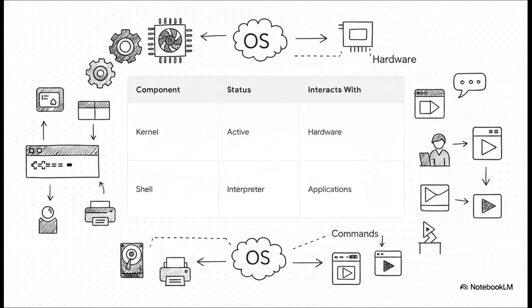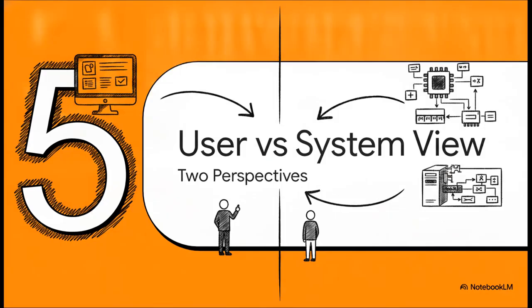Above the kernel sits the shell. The shell acts as the front desk command interpreter. It listens to the applications and translates your commands into a language the kernel actually understands. Basically, the shell takes your order at the counter, but the kernel actually goes down into the hardware to cook the meal. Finally, Section 5, User View versus System View.